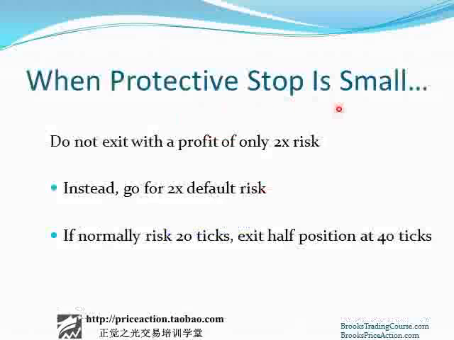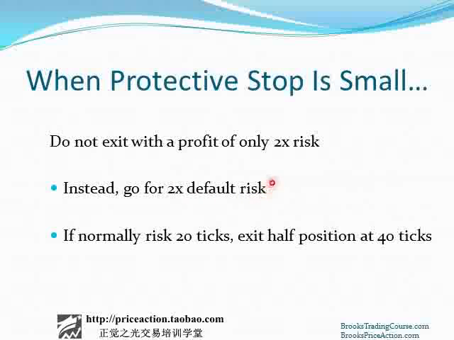When you find that your protective stop is small, let's say your signal bar is small, don't exit with a profit of only 2 times your risk. Everybody has a default risk, right? For example, in the E-mini, currently a 2-point stop and a 2-point target is the minimum for a 60% scalp. So the default risk in the E-mini is 2 points.